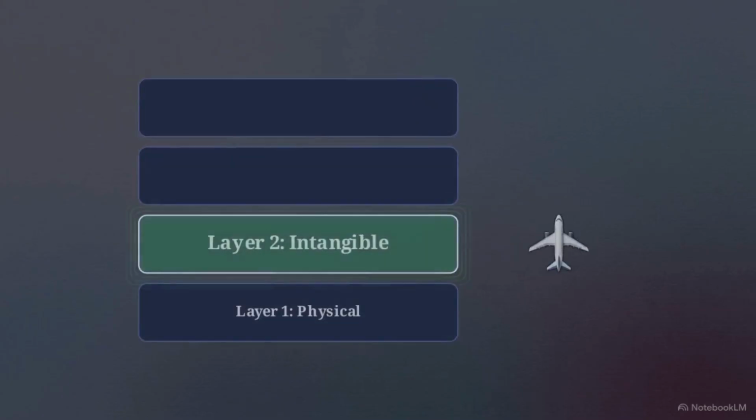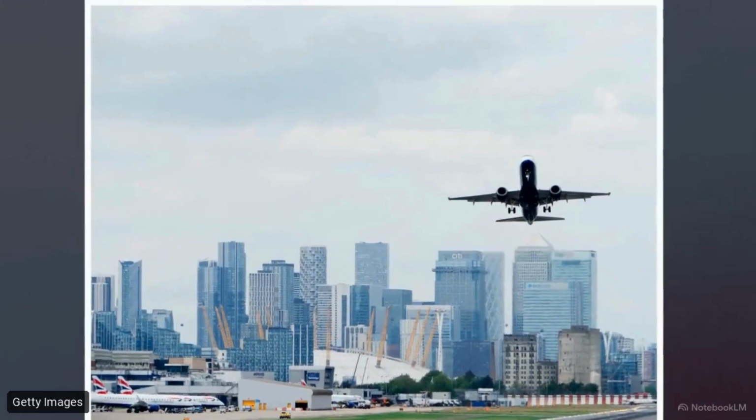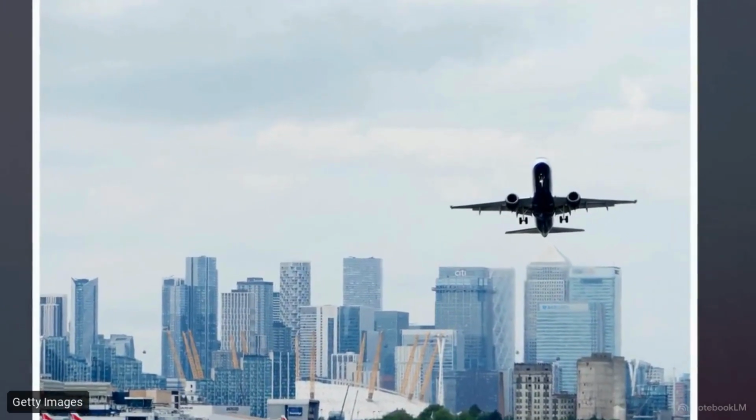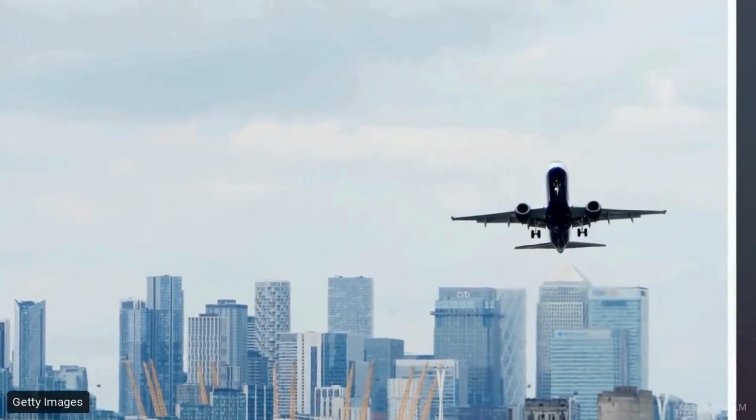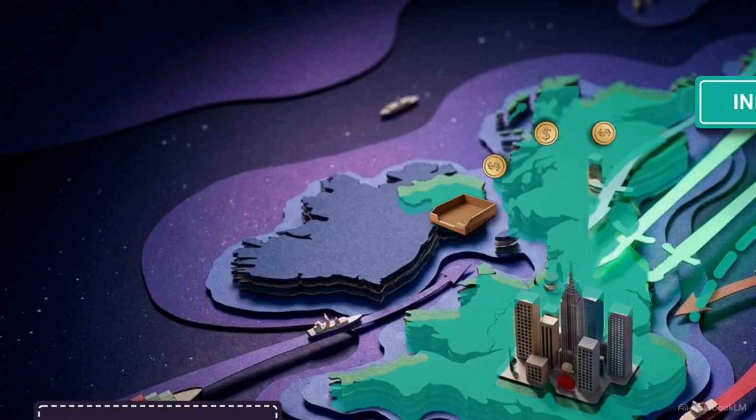The second layer is the trade in services, or the invisible balance. This covers intangible products like banking, insurance, and tourism. If a foreign tourist flies to London on British Airways, they are purchasing a service from a UK company. Even though no physical product is shipped, money flows into the UK economy, making it an invisible export.